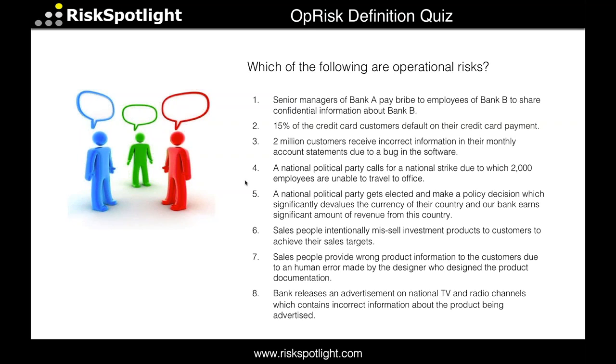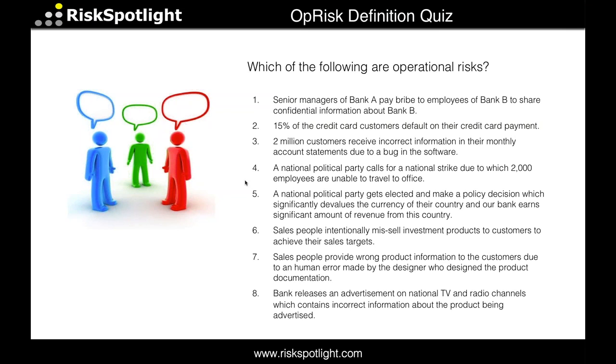Then the third one, okay, people have already started answering. 2 million customers receiving incorrect information. The third one is yes, because that's where something has gone wrong in our process when we send these statements, or if we use an IT system to send that statement, there is some bug or defect in that IT system. So that's definitely an operational risk.